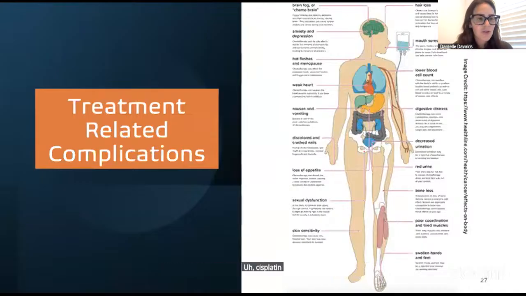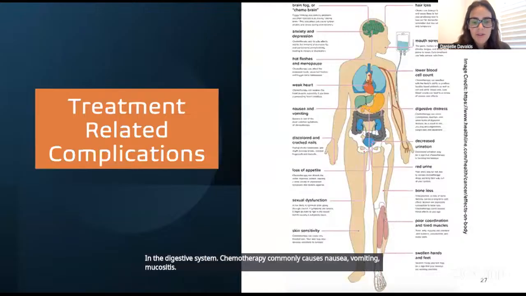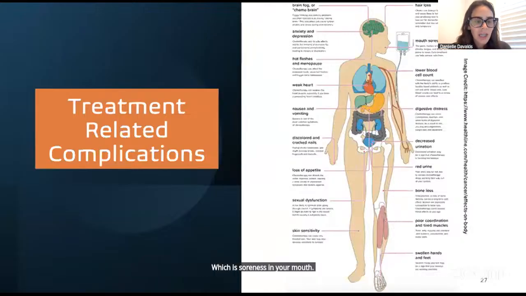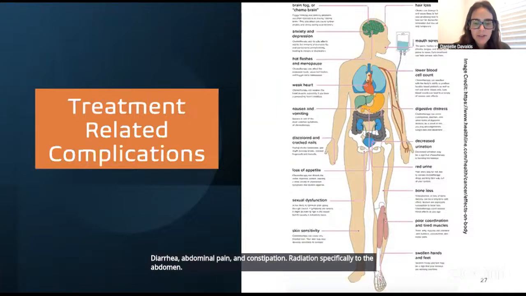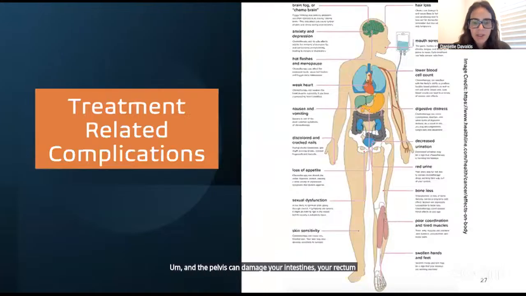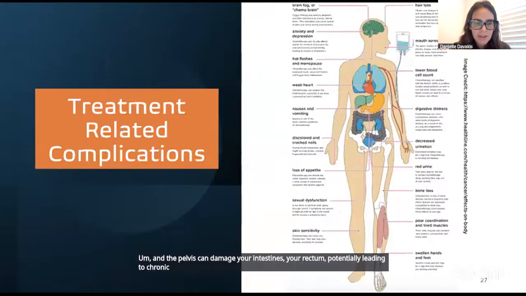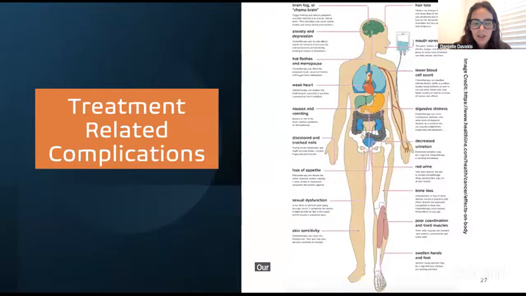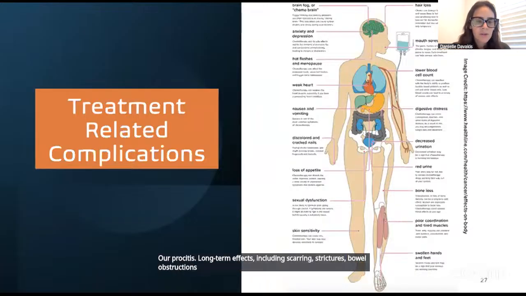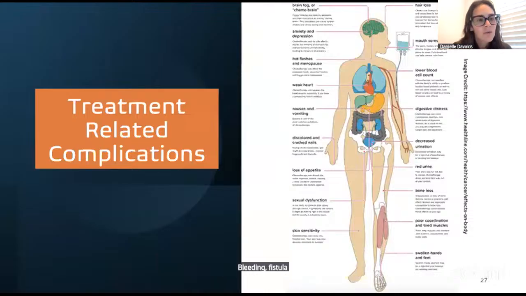Cisplatin is a chemotherapy drug that has a lot of known nephrotoxicity. In the digestive system, chemotherapy commonly causes nausea, vomiting, mucositis, which is soreness in your mouth and in the GI lining, diarrhea, abdominal pain, and constipation. Radiation specifically to the abdomen and the pelvis can damage your intestines and your rectum, potentially leading to chronic radiation enteritis or proctitis. Long-term effects include scarring, strictures, bowel obstructions, ulcers, bleeding, fistula, and increased risk of colon cancer.